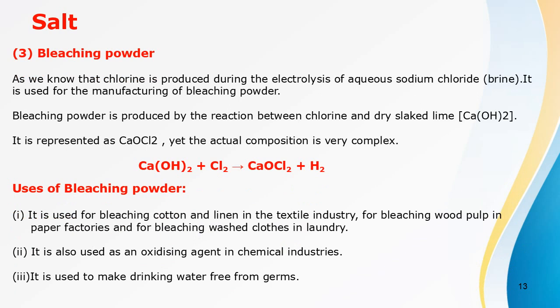Bleaching powder is used for bleaching cotton and linen in the textile industry, for bleaching wood pulp in paper factories, and for bleaching washed clothes in laundry. It is also used as an oxidizing agent in chemical industries, and it is also used to make drinking water free from germs.